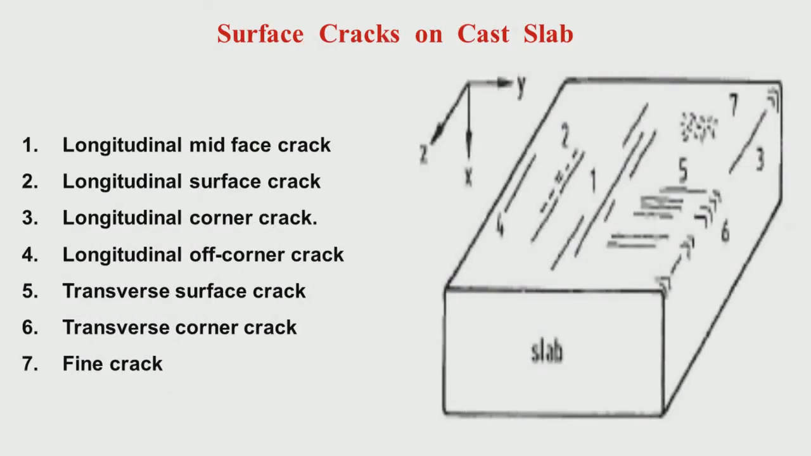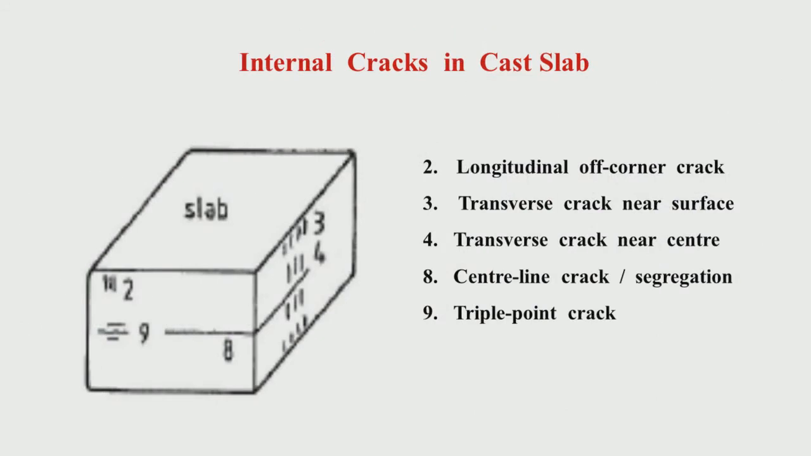Similar is the case for slab. This is the central line crack or segregation. Normally you can have both crack and segregation. So why is the crack forming predominantly at the center? Because there is extensive shrinkage towards the end, this is the last area which is getting solidified.